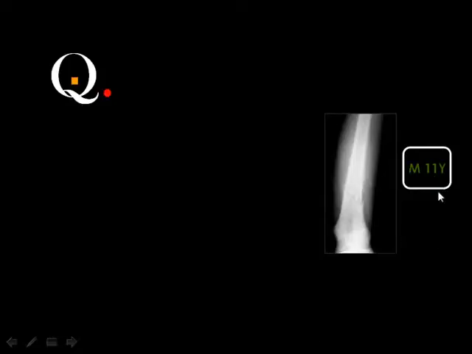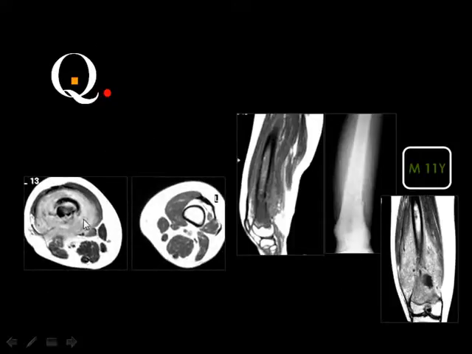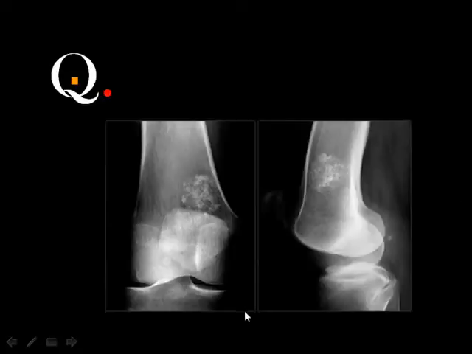This is a male patient, 11 years old. Ewing sarcoma, most likely, and there is a tumor infiltrating the marrow with an extraosseous soft tissue component. The axial images show circumferential tumor around the shaft of the femur, typical of an Ewing sarcoma.